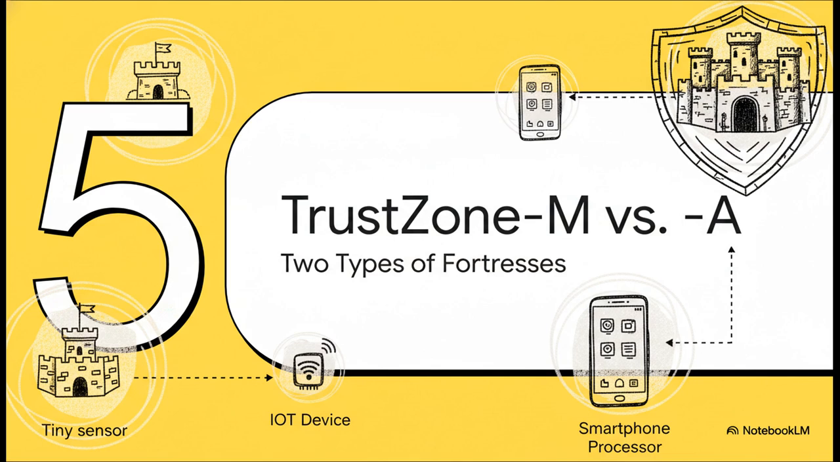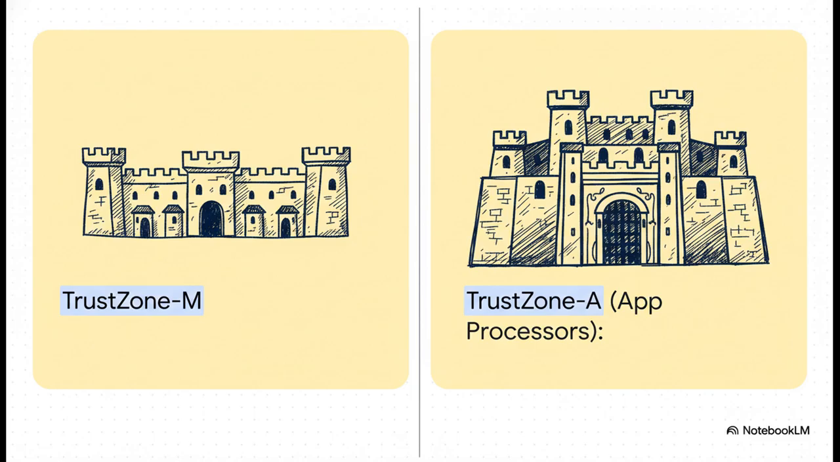And this brings us to a really important point. Not all these fortresses are built the same. TrustZone's architecture is actually pretty flexible. The design is going to be very different if it's protecting, say, a tiny little sensor in an IoT device versus the massive processor inside your smartphone. Now, pretty much everything we've been talking about up to now, with the SAU, the IDAU, that SG instruction, that's all part of what's called TrustZone for microcontrollers, or the M profile. It's built to be super efficient.